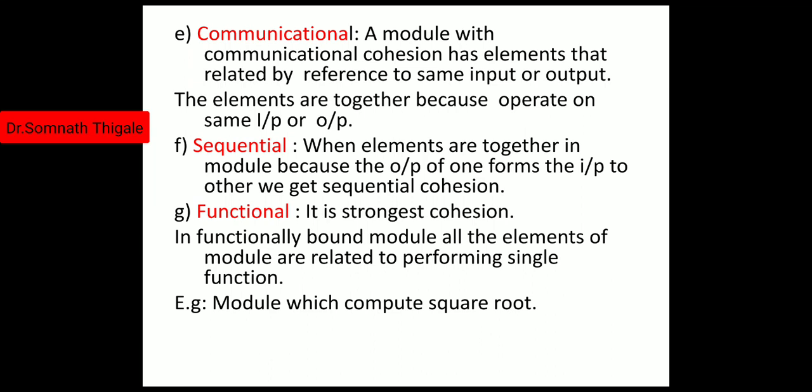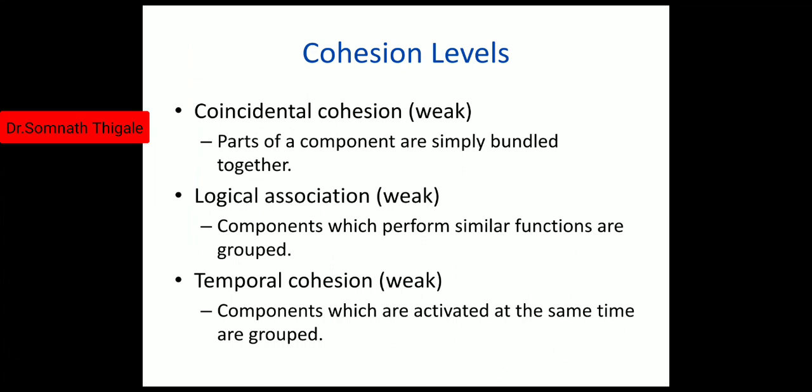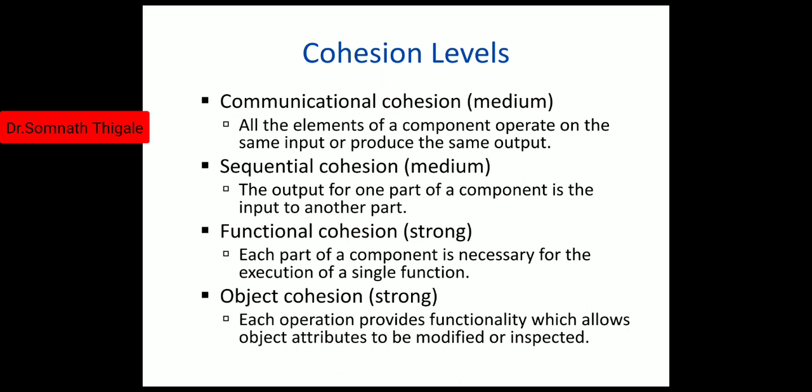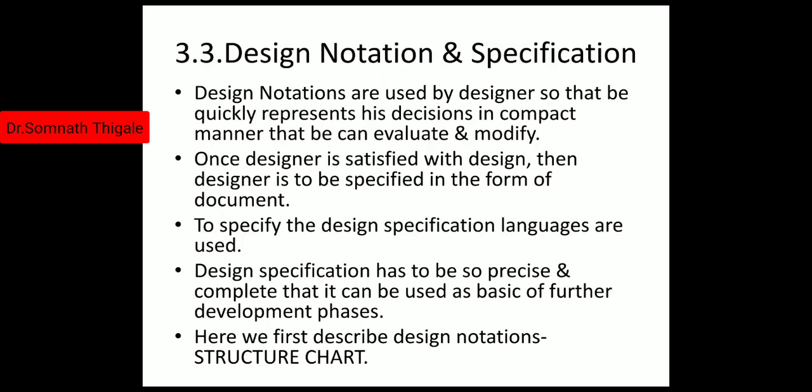Next is functional. It is the strongest level of cohesion. In functional cohesion, the elements of the module work together to perform a single function. Example: a module which computes square root. So these are the levels of cohesion: coincidental, logical, and so on. So remember these 7 levels.